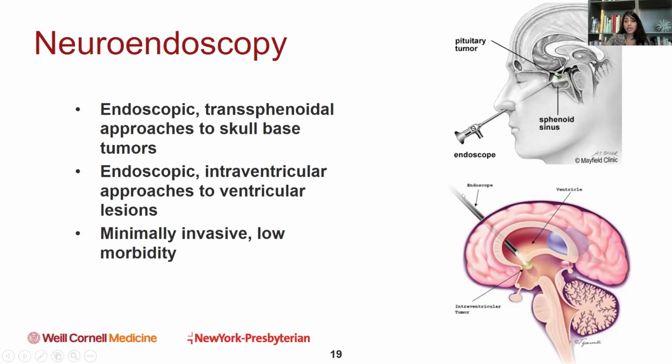For neuroendoscopy, transventricular, we do a lot of ventricular surgeries using an endoscope as well. And so we just do a tiny little burr hole for those surgeries and are able to remove tumors and perform endoscopic third ventriculostomies and treat other intraventricular pathologies that way. These are all minimally invasive, and there are certain complications associated with all of these, but the morbidity relative to much larger skull-base approaches is much less in general.